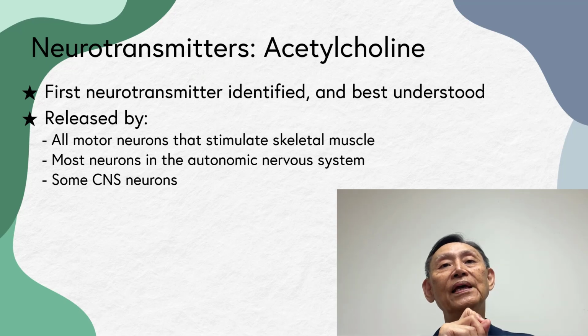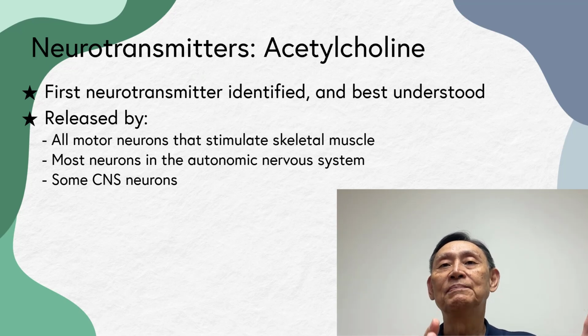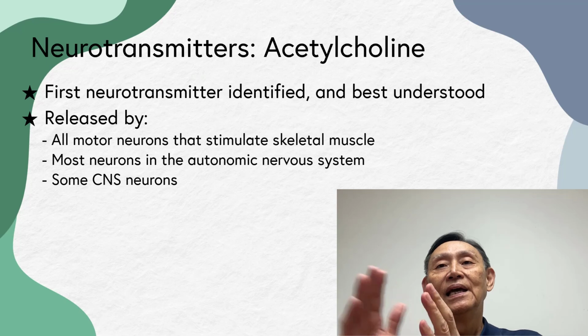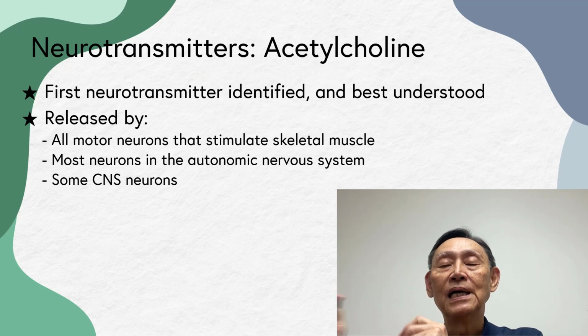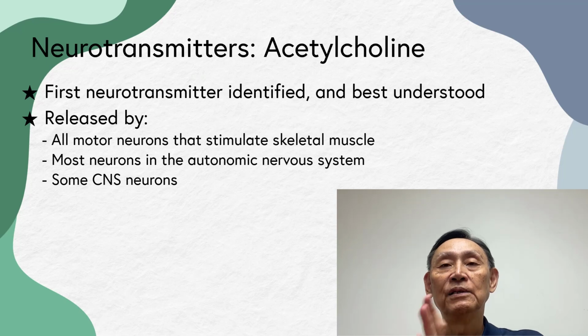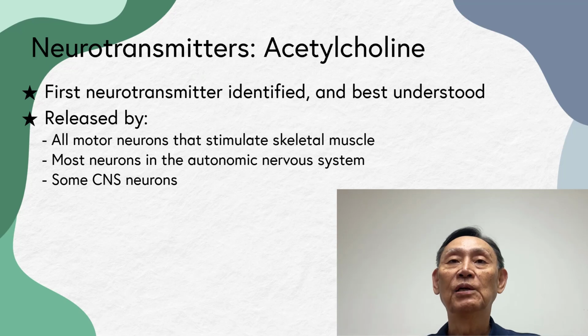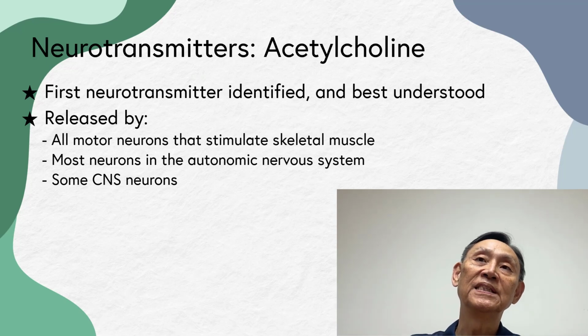And also, it is used by most neurons in the autonomic nervous system, like all the presynaptic neurons, sympathetic or parasympathetic. And also, the postsynaptic neurons are parasympathetic, but not the postganglionic neurons of the sympathetic. And also, acetylcholine is used by central nervous system neurons too.